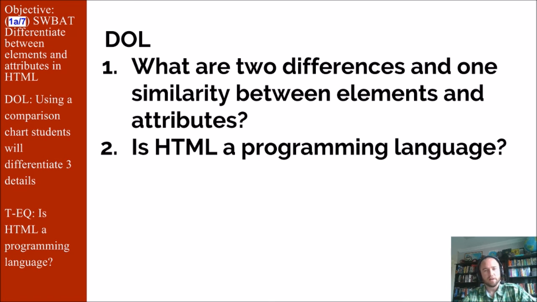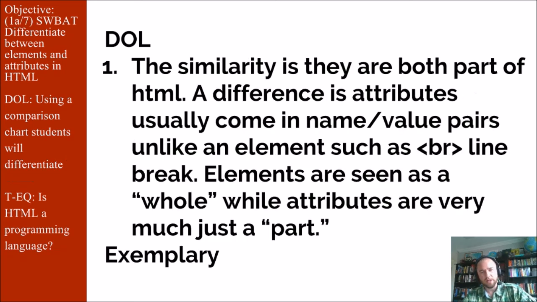And now you definitely want to pause if you don't want to know possible answers to this. But I want to go over those really quickly. So here's what I'd consider an exemplary response to question number 1. The similarity is they are both part of HTML. A difference is attributes usually come in name-value pairs, unlike elements, such as the line break. Elements are seen as whole, while attributes are very much just a part.